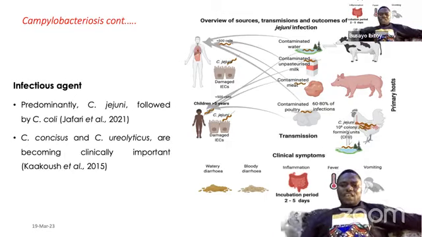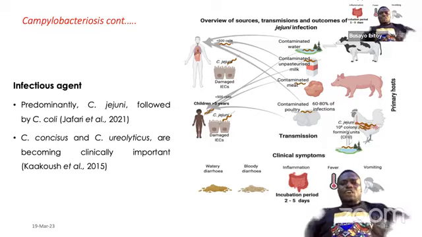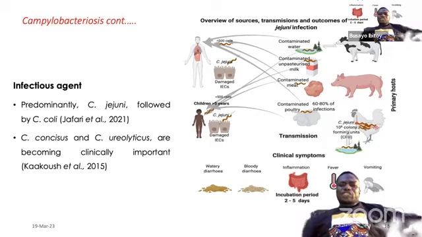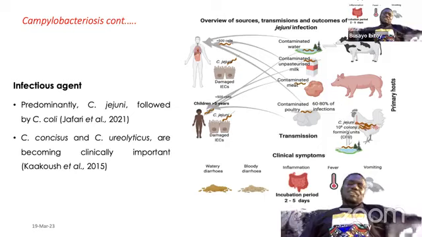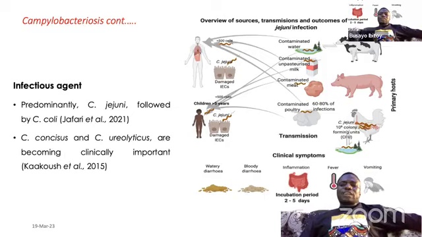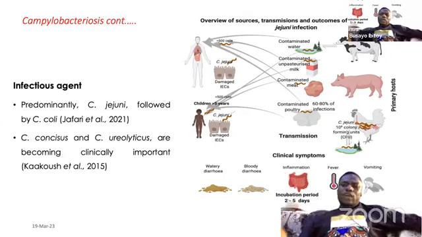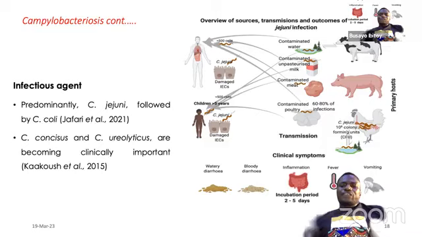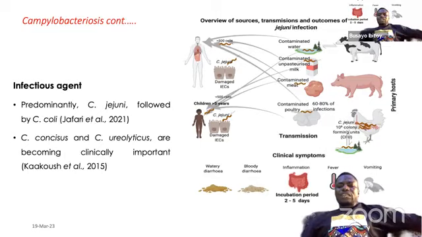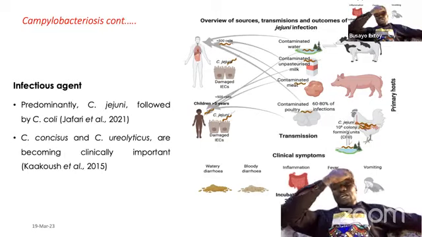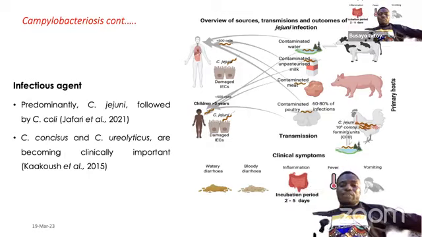The chart up here displays an overview of sources, transmission, and outcomes, that is clinical signs or symptoms of Campylobacter infection. We can see that the primary hosts are chicken, poultry, swine, and cattle. These animals can get infected by consumption of contaminated feed, water, or from their environment, and they allow the organism to multiply in their intestinal tract.